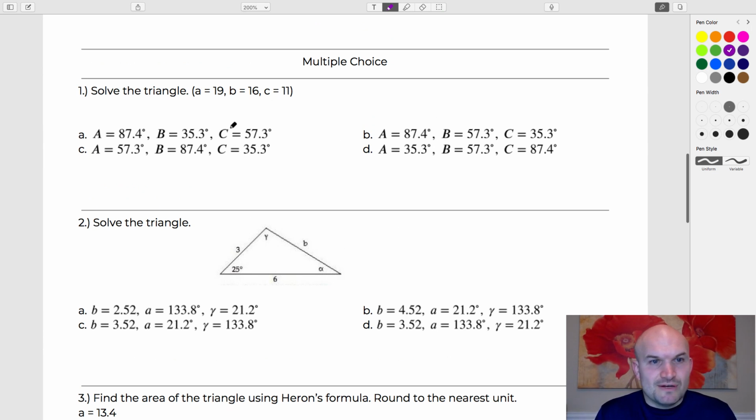All right, solve the triangle. Great. It's side, side, side, so I know I'm going to want to use the law of cosines, and I'm going to want to find the largest angle. That's going to be angle A, right, because it's opposite the largest side. The largest angle will be opposite the largest side.